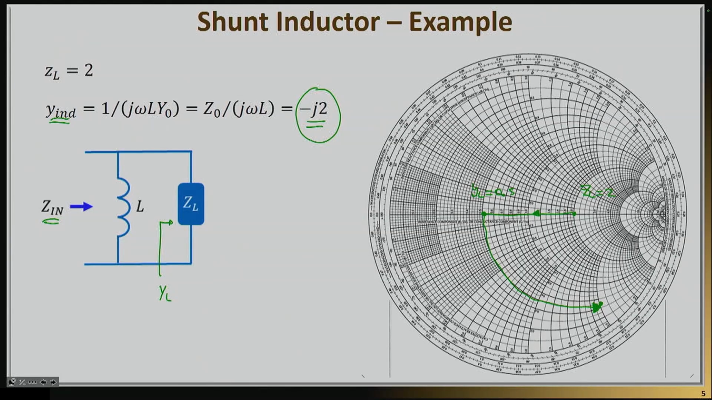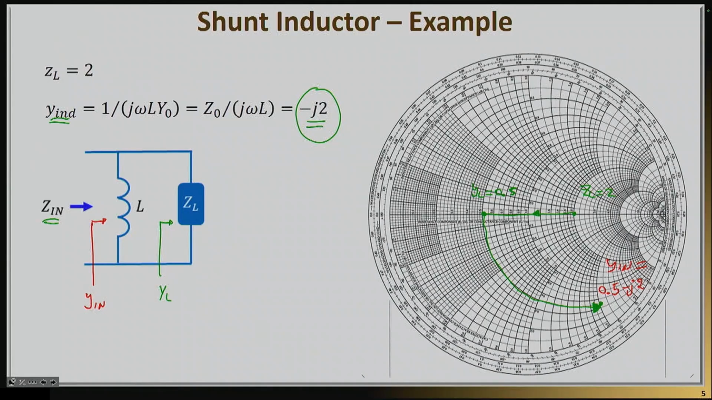So I had the number 0.5. I added negative J2, so I moved negatively. And basically, I end up now with an admittance of 0.5 minus J2. That is the admittance right here. In other words, this is exactly Y in. So Y in, in this example, is 0.5 minus J2.